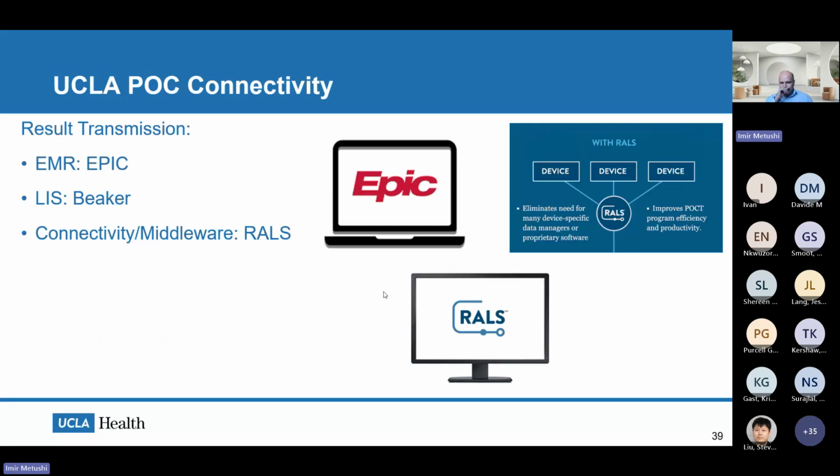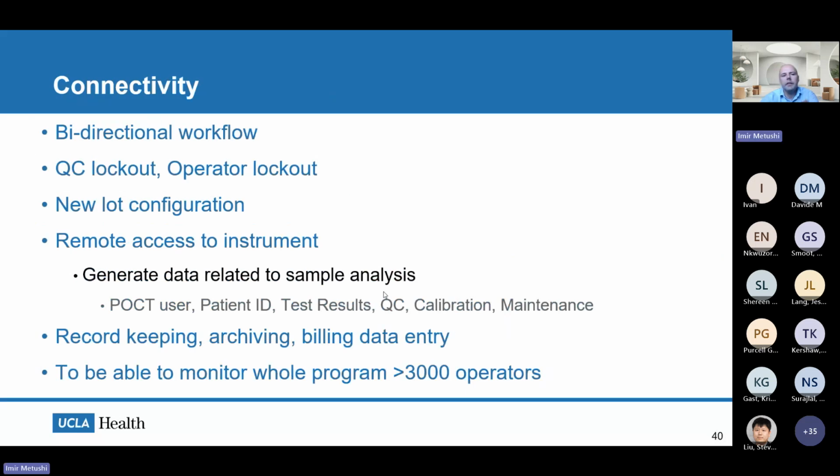Okay, so point of care connectivity. I mentioned this a little bit, but just to touch on it a little more, results reside in Epic and they travel through RAS. In the point of care space, they travel through RAS, but only for those instruments that are interfaced. And so connectivity is important because you want to be able to send information back and forth between instrument and middleware.